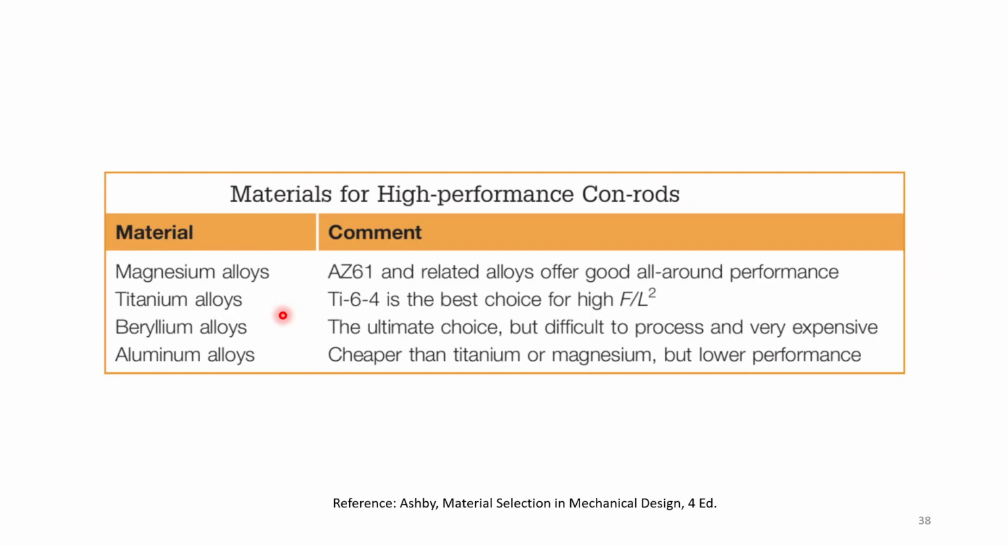These are the 4 alloys that are mainly used for high performance connecting rods. Magnesium alloys, which are AZ61 alloys and related alloys, offer good all around performance. Titanium alloys, in this case Ti64, is the best choice for high F upon L square. Beryllium alloys are the ultimate choice but difficult to process and very expensive. Aluminum alloys are cheaper than titanium and magnesium but have lower performance.